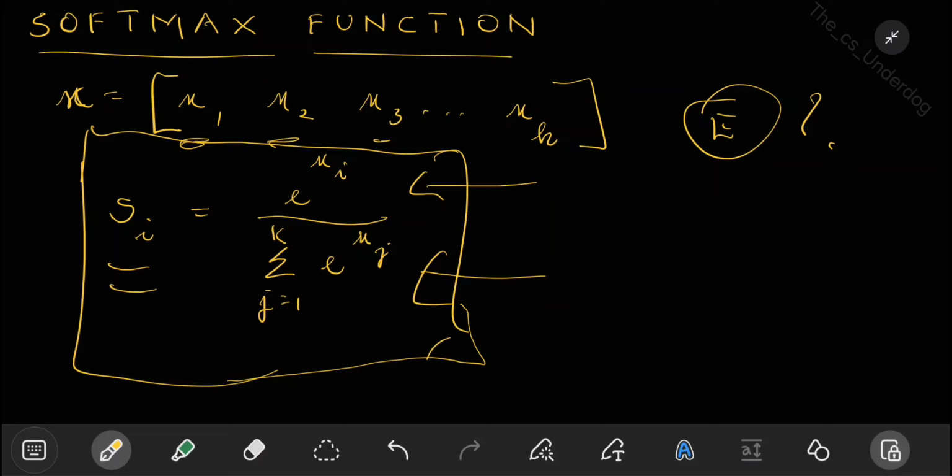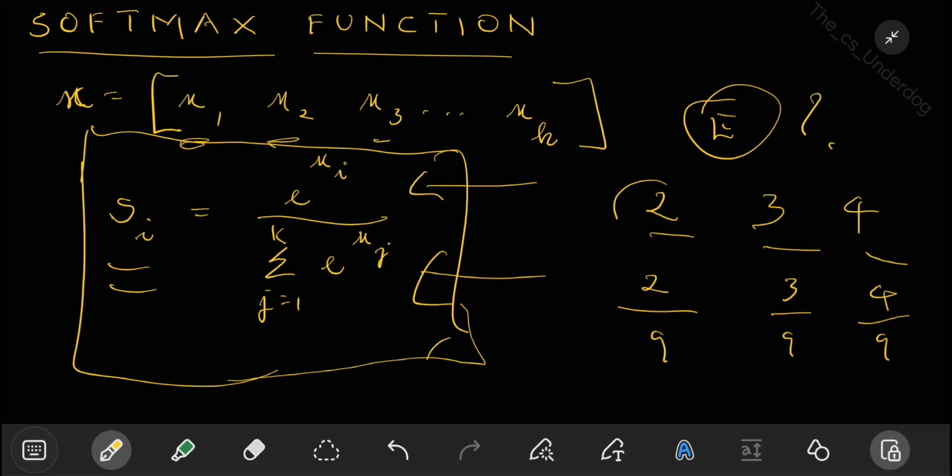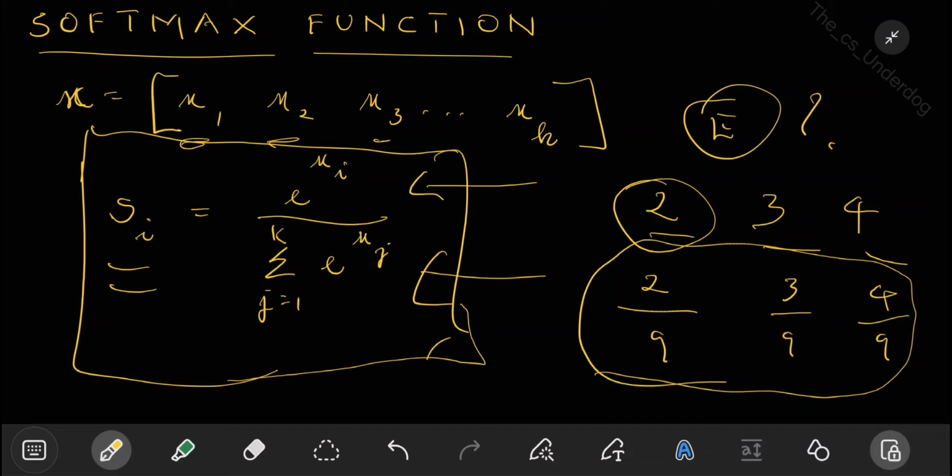That is, if you have values, let us say 2, 3, and 4, what is the denominator doing? It is trying to normalize. That is, you'll do 2 divided by, what is 2 plus 3 plus 4? It is 9. So you would do 2 by 9, 3 by 9, 4 by 9, considering e power x value is this. This is normalization. You are taking the sum to 1. That is, you are normalizing each of the values.